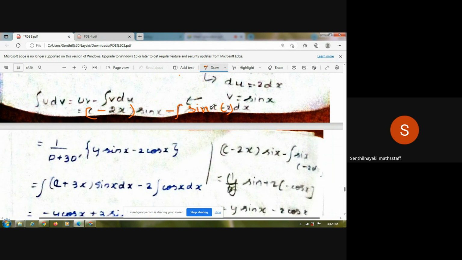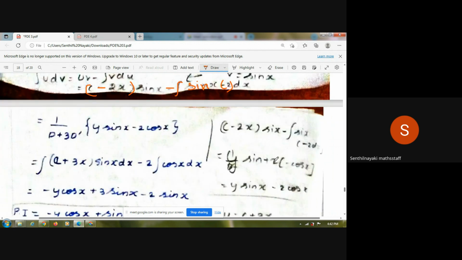After integrating sin x, we get minus cos x. So because integration of sin x is minus cos x, we get minus 2 cos x. For this c minus 2x, we can replace it by y, because c minus 2x equals y. So we have y sin x plus 2 into minus cos x. So we have y sin x minus 2 cos x.